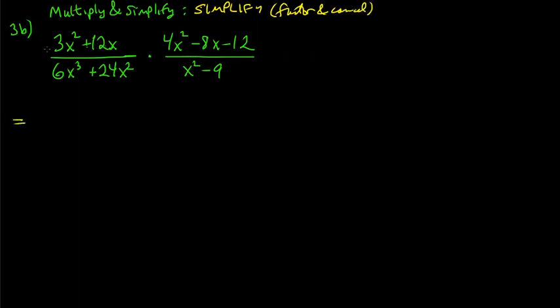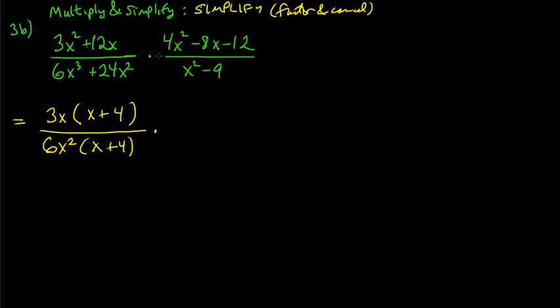So for the first numerator, 3x squared plus 12x, the GCF is 3x. And when you factor that out, you get x plus 4. Right. Nothing else to do there. For the denominator, 6x cubed plus 24x, the GCF is 6x squared, leaving you with, again, x plus 4. And we can see we can cancel the x plus 4's right away. I'll save that for later.